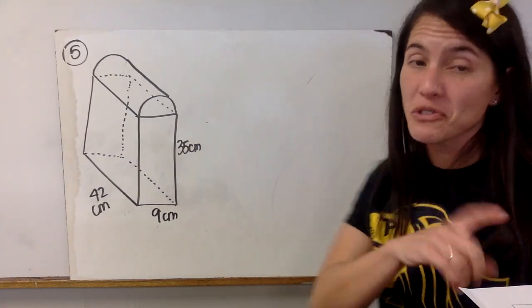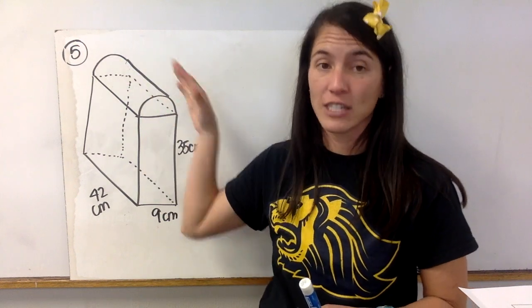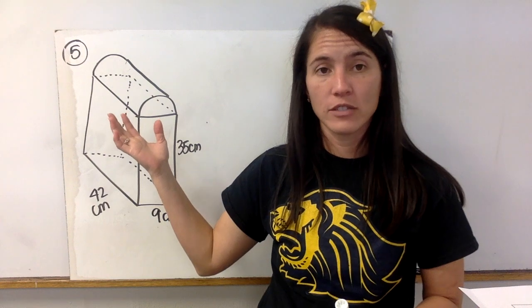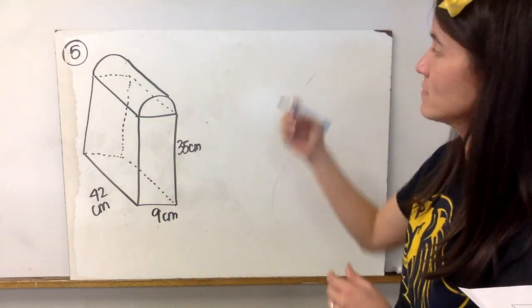All right, one more. So this last one, you try it. Pause it, you try it. You have a rectangular prism on the bottom and a half cylinder. Be careful, it's a half cylinder on top. So you'd find the volume of the whole cylinder and then take half of it. So pause it, you try, and then press play.